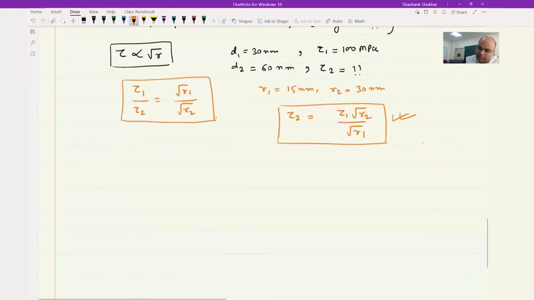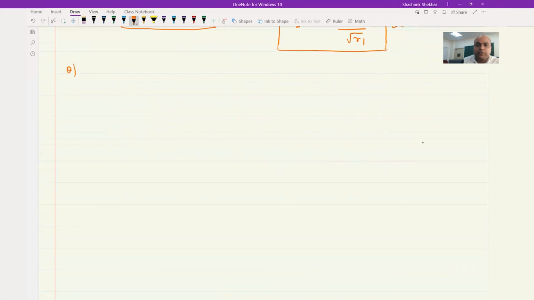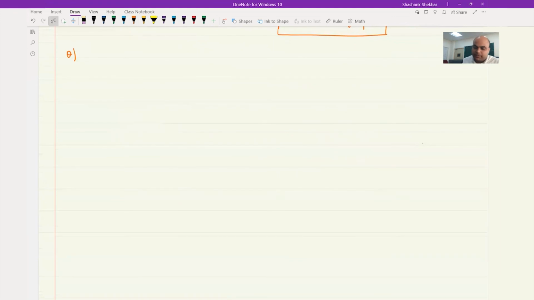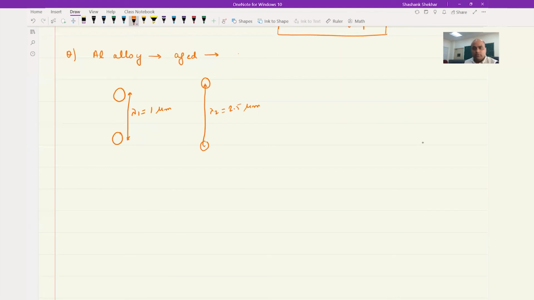Another one is related to the distance between the precipitates. That means we're now talking about bowing around the precipitates, or bowing of dislocations. Say again we are talking about an aluminum alloy, and you have aged it, right? So the size is now larger because we are talking about bypassing. So let's talk about distance. Previously, say you had a distance of lambda 1 as 1 micrometer, and then the average distance has increased to, say, lambda 2 as 2.5 micrometer.